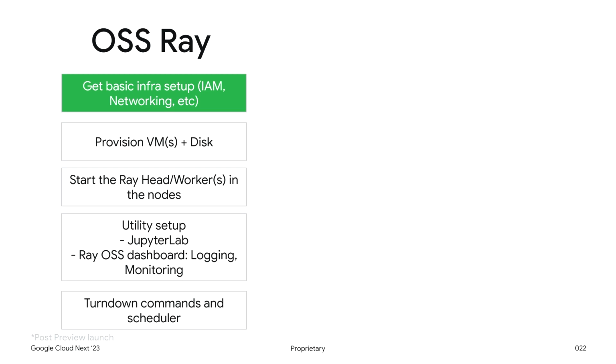Now, you still have to do additional steps by providing resources like VMs and disks, and start a Ray head and workers in the nodes, set up utility functions like Jupyter Lab and OSS dashboard, connect to the logging, monitoring, and be able to collect all that information. And lastly, control your infrastructure costs through providing turndown commands and scheduling. And it's all fine and good. If you want to do all that work, that's more power to you.